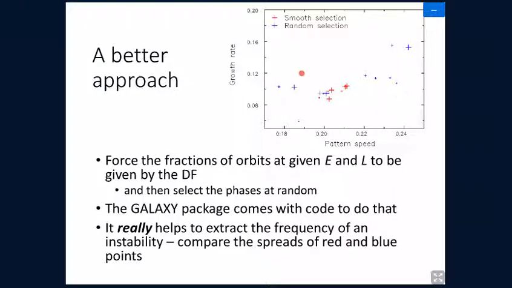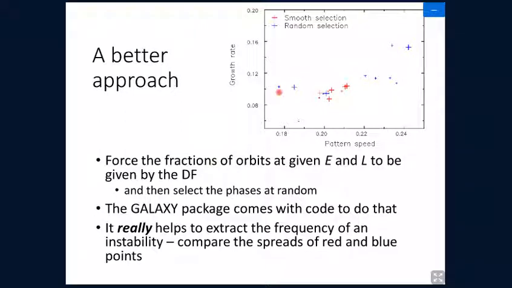And if you look at this figure here, you can see that it really helps. In this case we set up an equilibrium model that's unstable, an isochrone disk, and the model was expected to have an instability to form a bar, and you're measuring the pattern speed and growth rate of the instability from the simulation. The distribution of red points shows what you get if you select particles from the distribution function in the manner that Galaxy Code recommends.